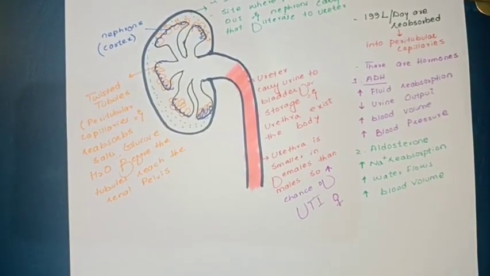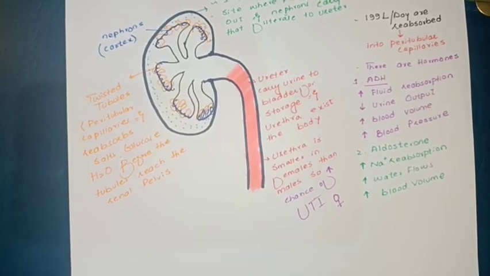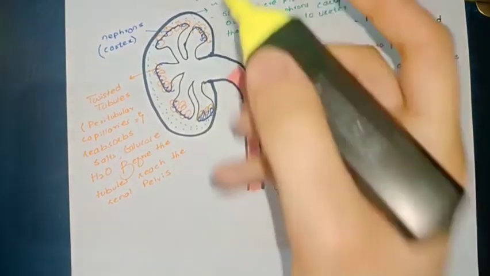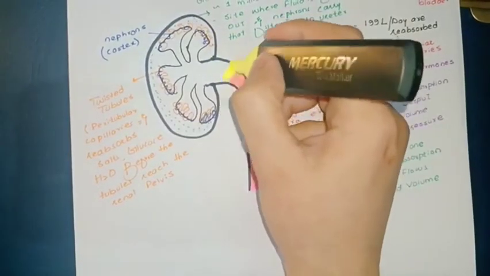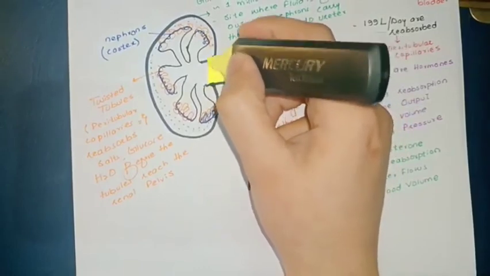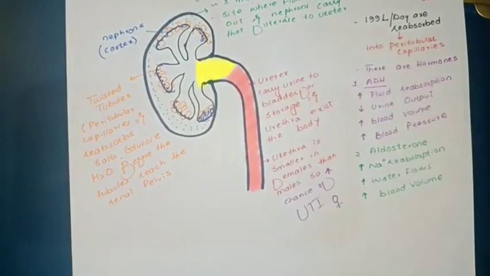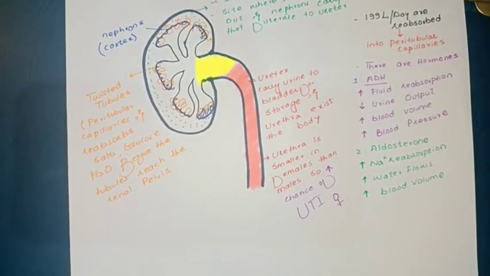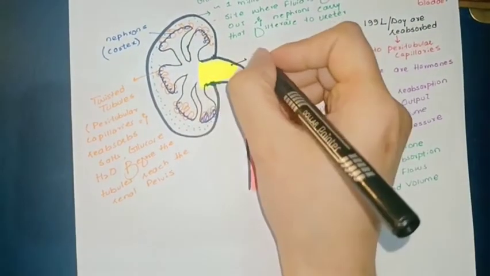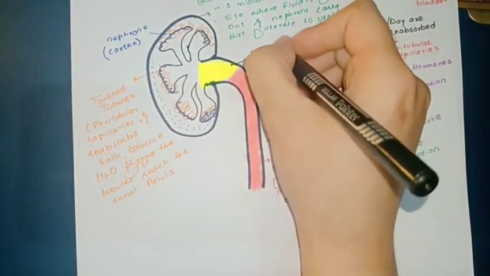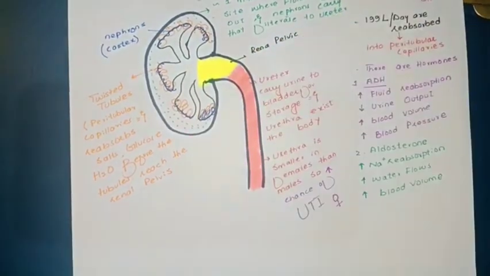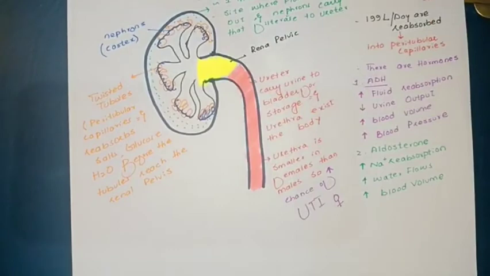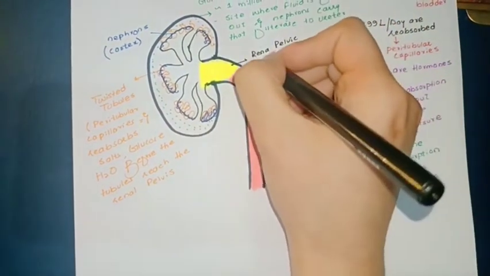The renal pelvic exists here. This is the renal pelvic. You can see here that the yellow part of the region is the renal pelvic. Okay. So the renal pelvic collects the urine.